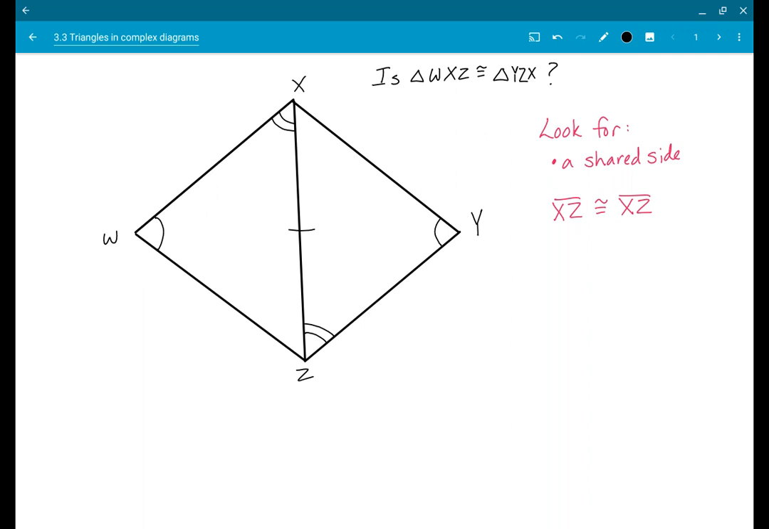Now, I used black here, but I'd recommend that you either use a different color for making markings or a pencil versus a pen so that you can tell what was part of the original diagram and what was a marking that you added onto it.